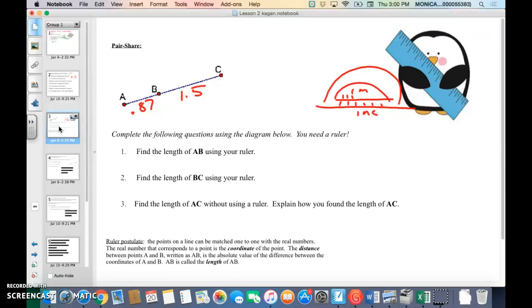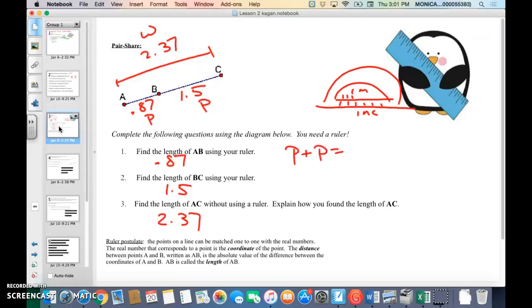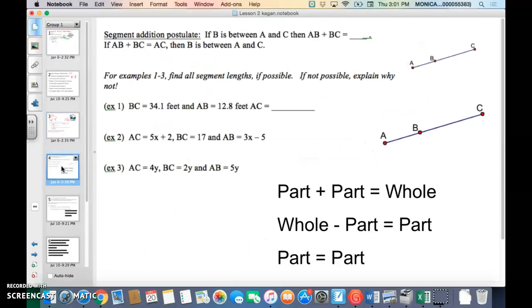And if you add those together, you get approximately 2.37. So AB is about 0.87, the length of BC is about 1.5, and in adding them together, you get 2.37. Basically what this states is that this is a part, this is a part, and this is the whole thing. If you have a part and you add another part to it, you get the whole piece. And this is something we're going to talk about. It's called the segment addition postulate.